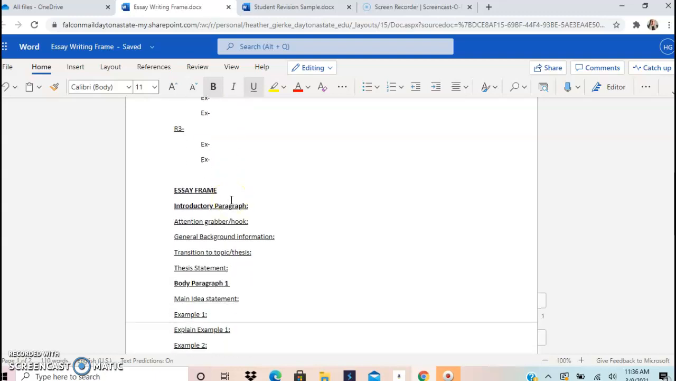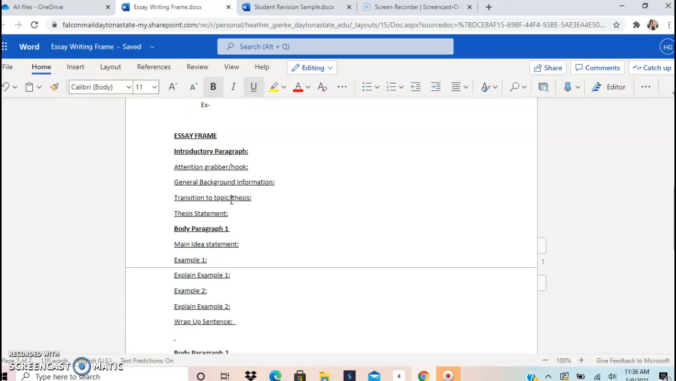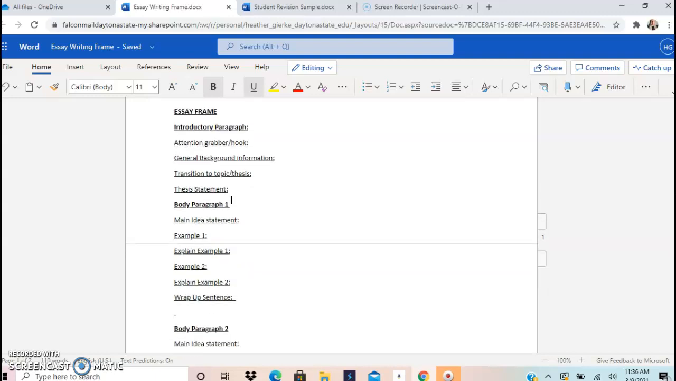Now, what I have down here is I've broken down the actual essay itself into some types of sentences that can help you with each of the body paragraphs, each of the paragraphs that make up an essay. So the essay writing frame is what this document is and can be very helpful. So let's look first at that introductory paragraph.